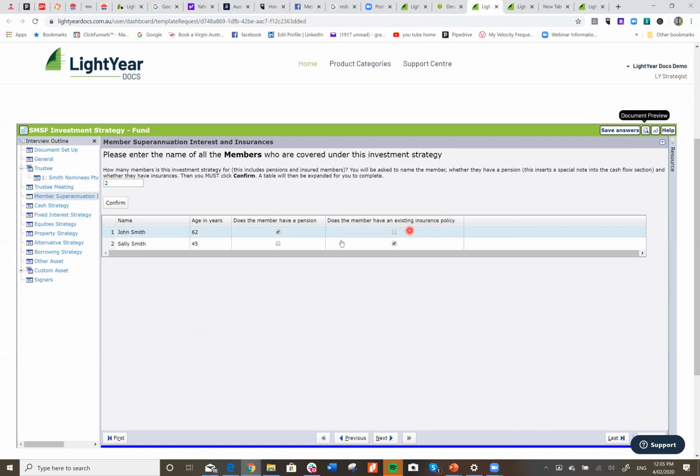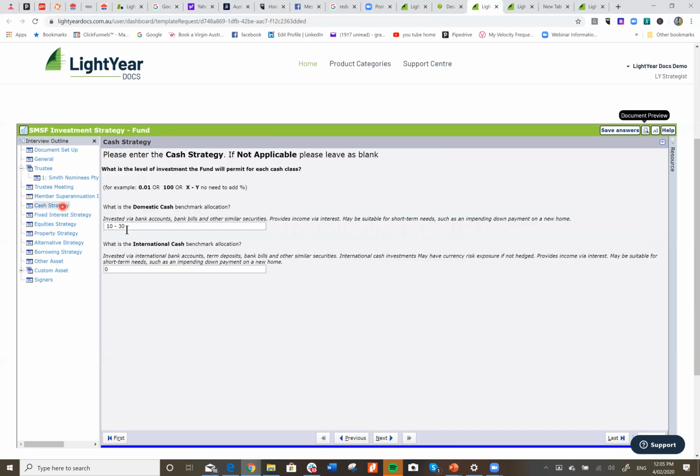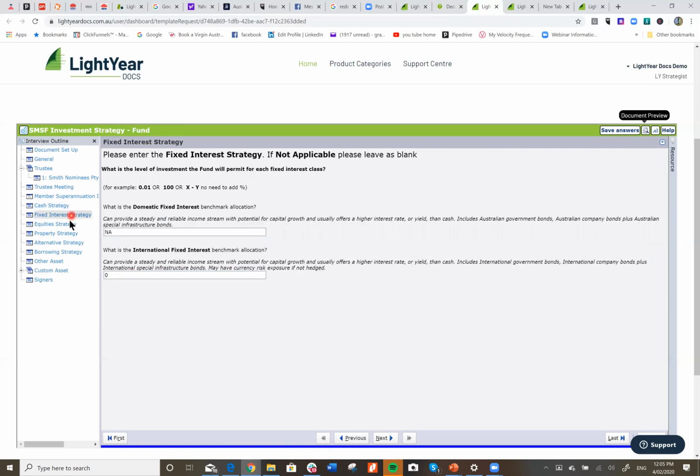Now the reason, because he's done a pension, is that we've got a different copy that will pop up in the cash flow, which is required under section 52B(2)(f), that the trustee needs to cover insurances, which is regulation 4.09, and also cash. So by doing this, we actually come up with separate clauses, which I'll show you. Cash strategy, again, you can't put specifics, it never works. It's between 10 to 30%. Obviously no international cash, so I put 0 there. I've got fixed interest. I could put non-applicable, but again, I prefer a 0 there.